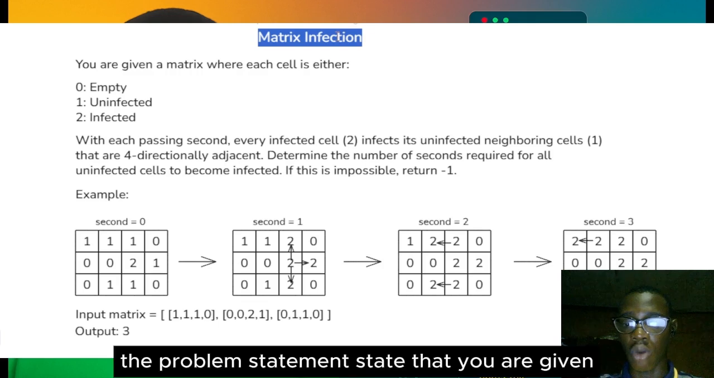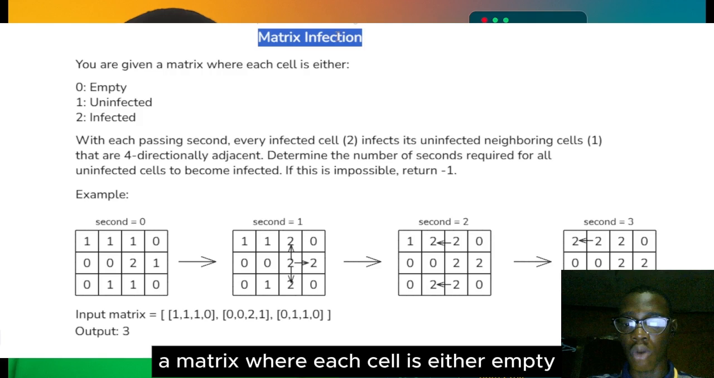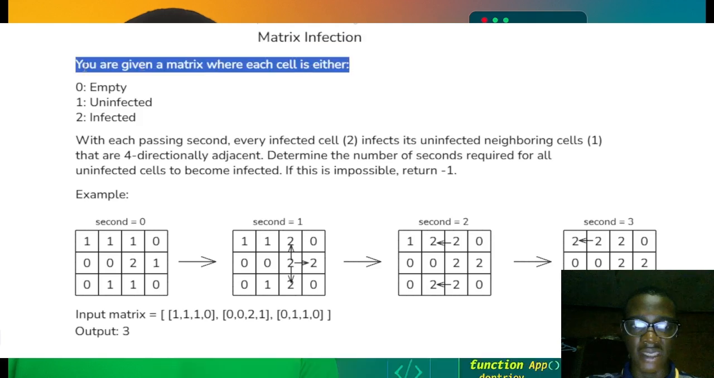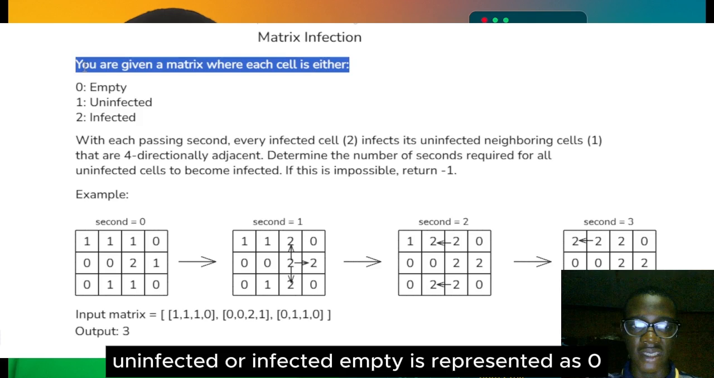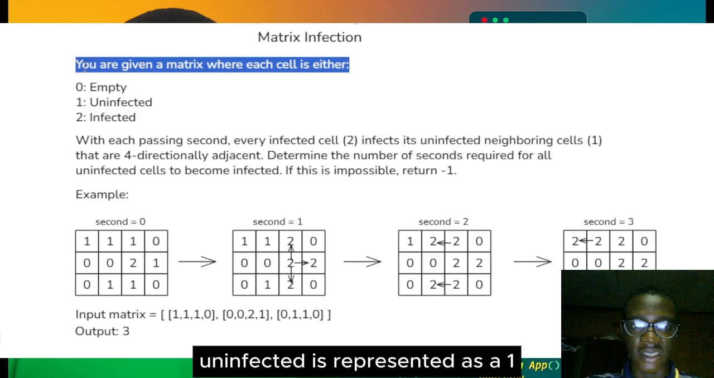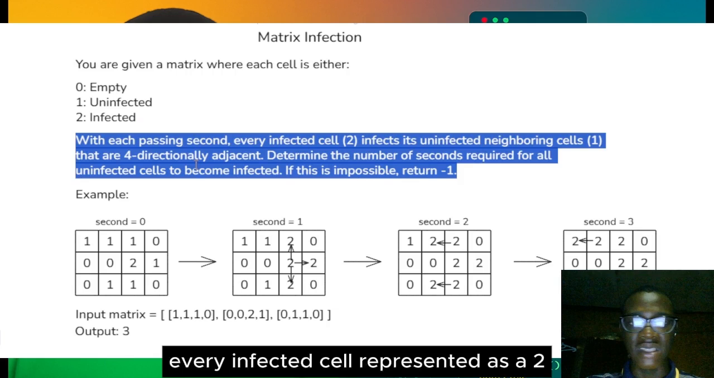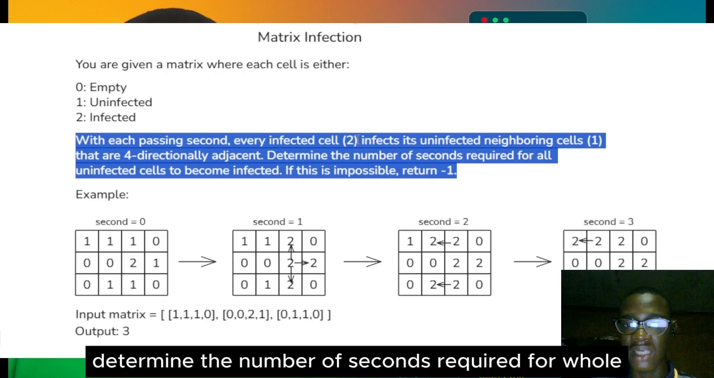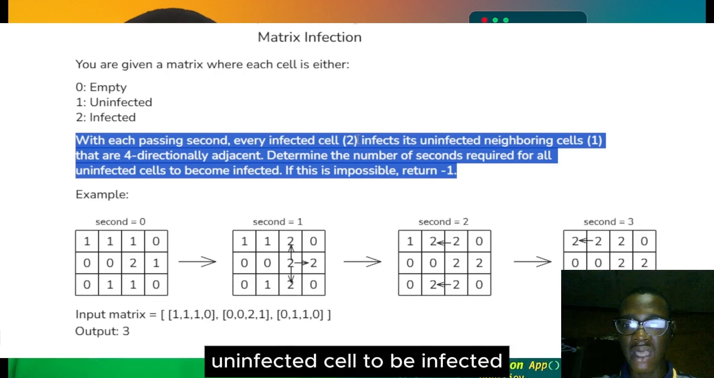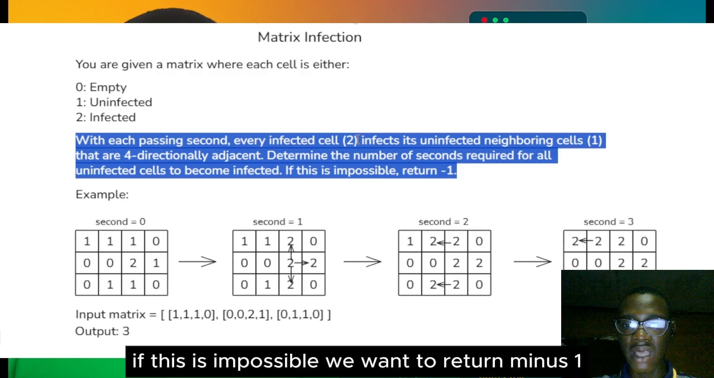The problem statement states that you are given a matrix where each cell is either empty, uninfected, or infected. Empty is represented as 0, uninfected is represented as a 1, while infected is represented as a 2. With each passing second, every infected cell infects its uninfected neighboring cell that is represented as a 1 that are 4 directionally adjacent. Determine the number of seconds required for all uninfected cells to be infected. If this is impossible, we want to return -1.